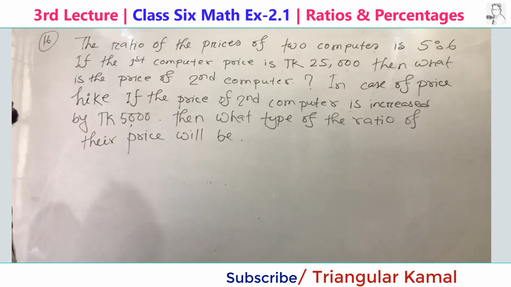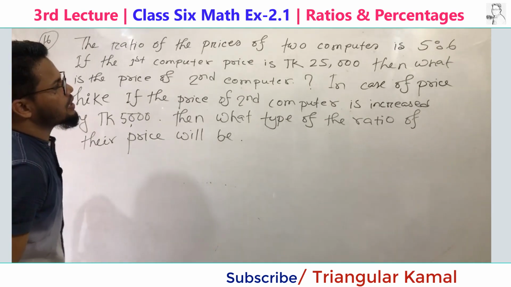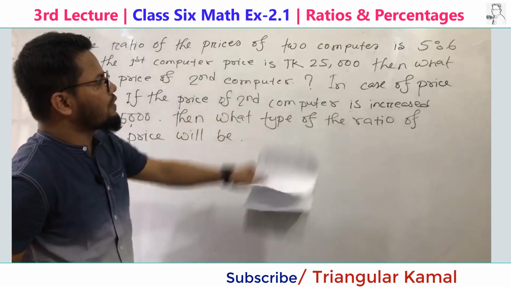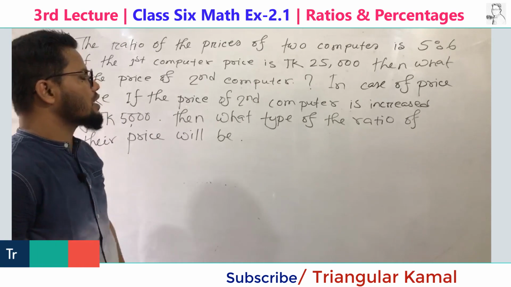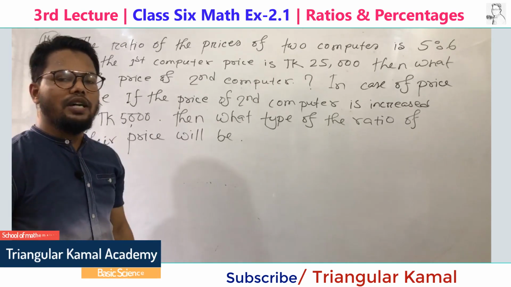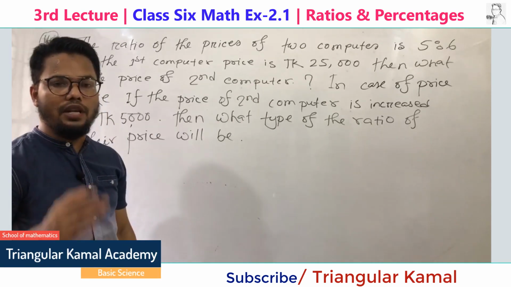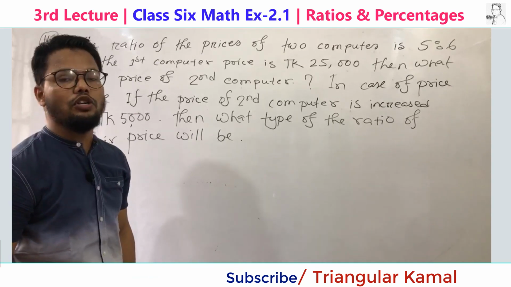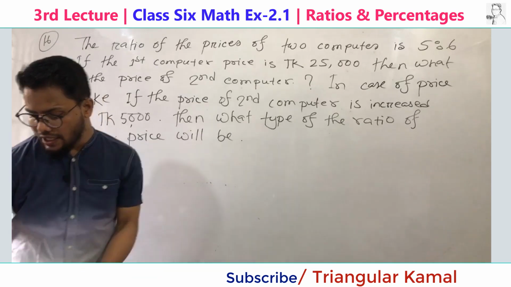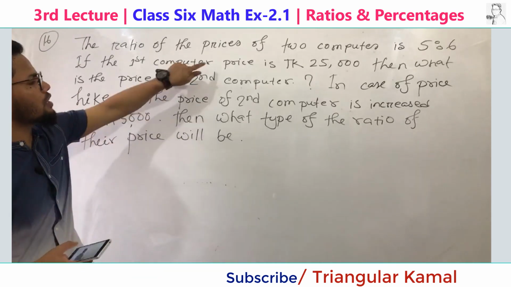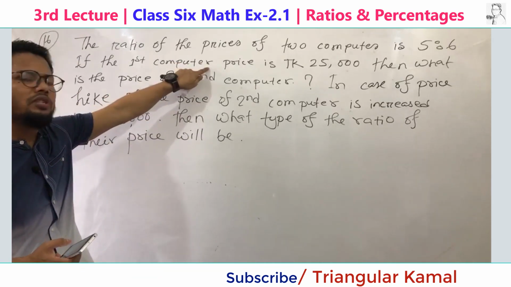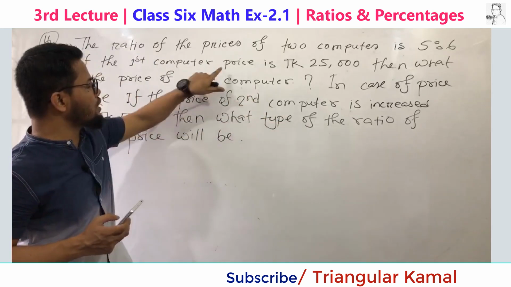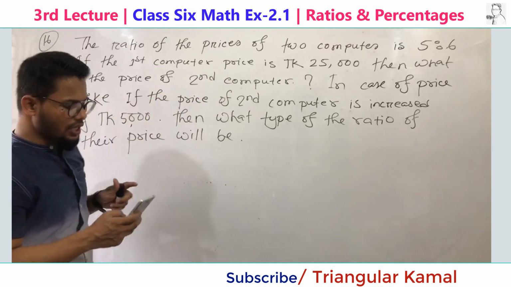The question: the ratio of the prices of two computers is 5:6. If the price of the first computer is 25,000 taka, then what is the price of the second computer? In case of a price hike, if the second computer price is increased by 5,000 taka, then what will be the ratio of their prices? So my dear students, this is a two-step question. The first one you can do in the unitary method. Then do the second one. First find the price of the second computer.